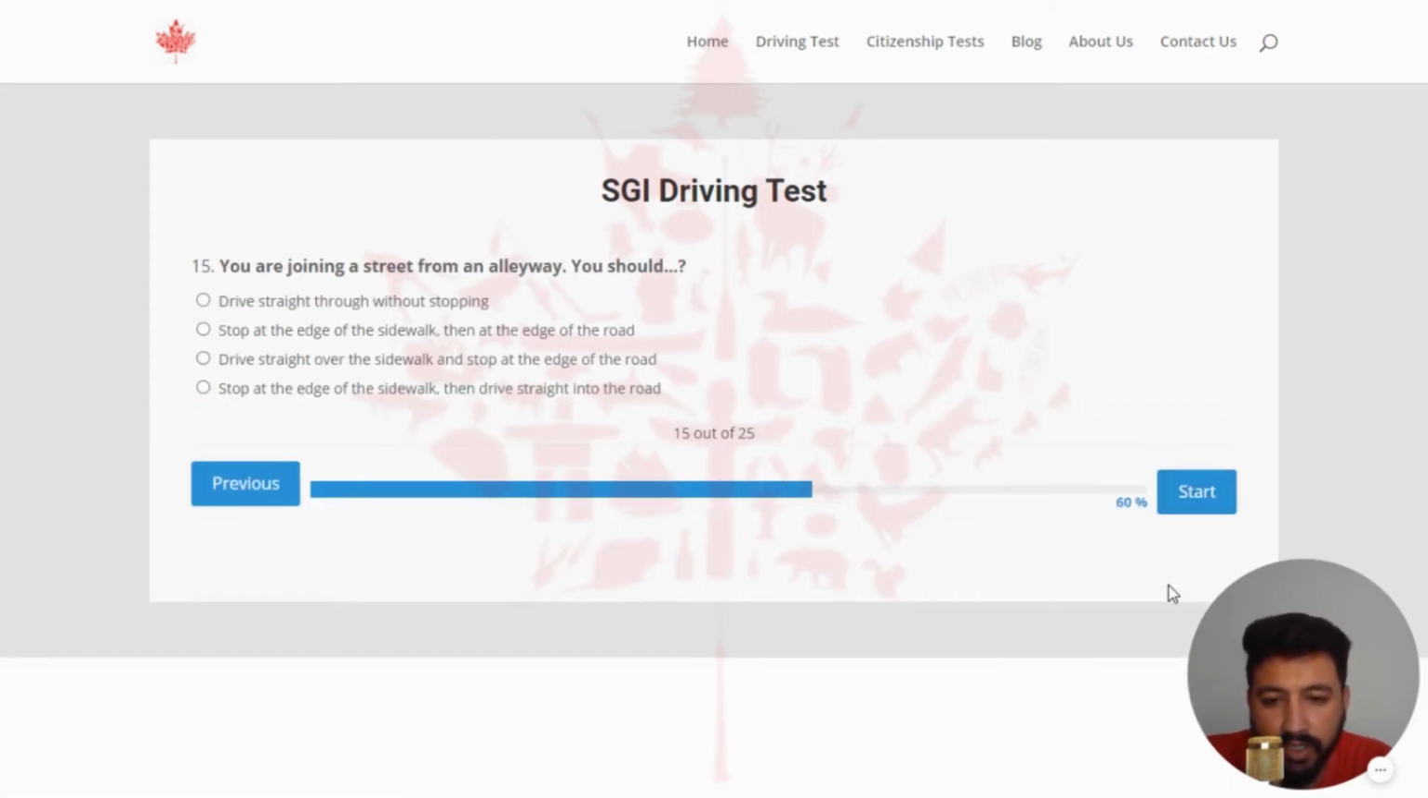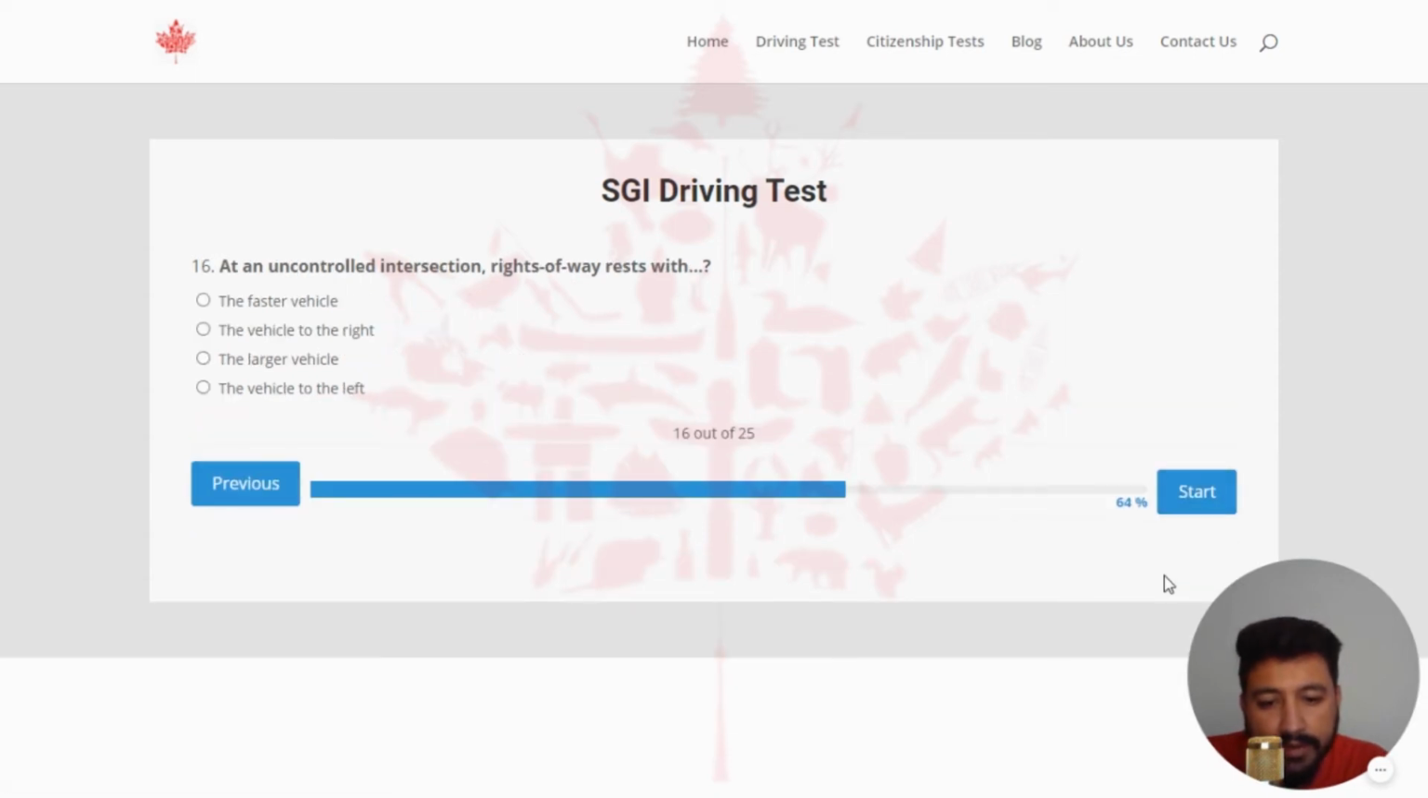And next, the 15th question of quiz number 2 of Saskatchewan state is, you are joining a street from an alleyway. You should. The right answer of question number 15 is stop at the edge of the sidewalk, then at the edge of the road. So I'm going to select the second one, which is looking like the right one.